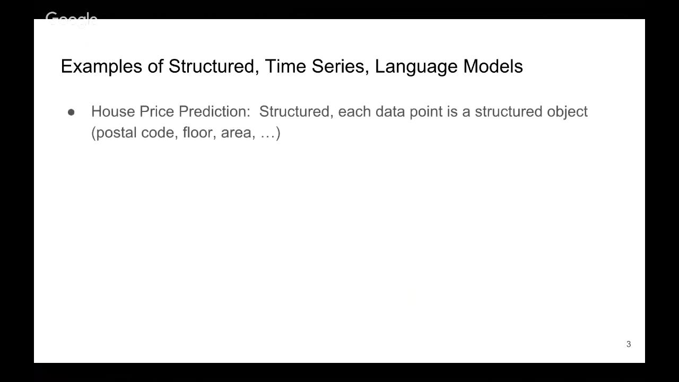So first, let's compare these three different types of models. Structured models, for example house price prediction, because each data point is a structured object, like the postal code, which somehow indicates the location of the house, whether there's a transportation hub, whether there's a good school nearby. I think that will influence the selling price quite a bit.